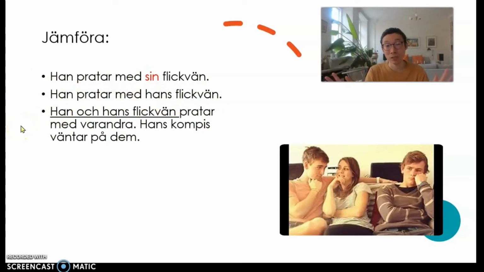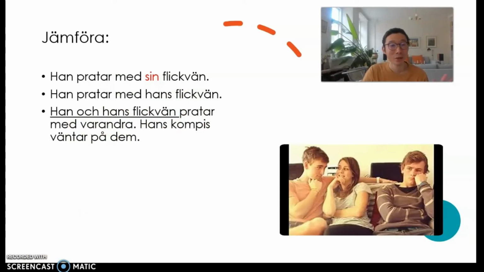In Swedish, it makes sense. Actually, it means his own girlfriend, because it's in a subject. You shouldn't use the reflexive possessive pronoun. Hans kompis väntar på dem. His friend is waiting for them.